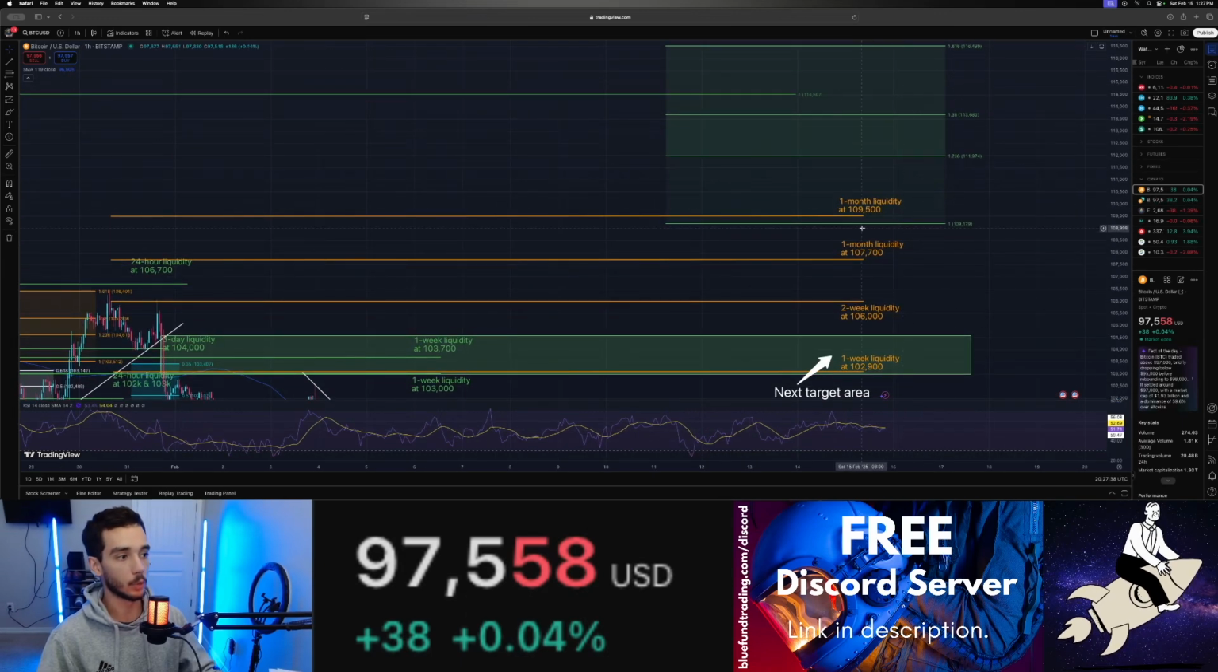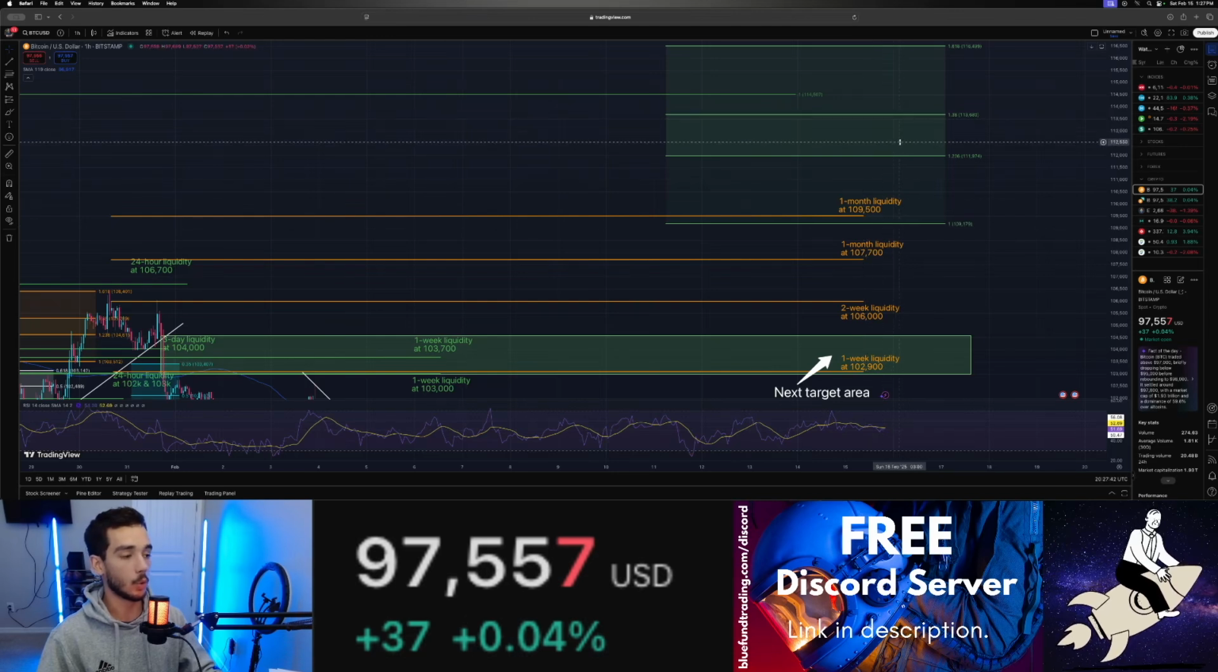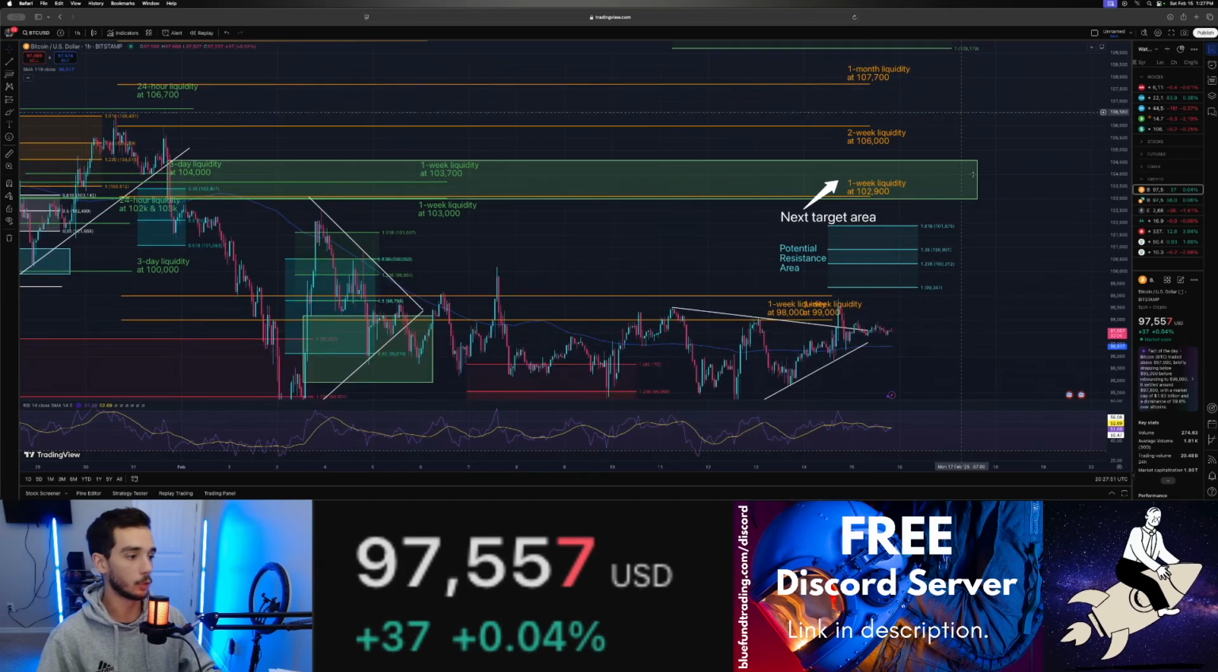Oh, and by the way, next leg up area up here, this is where I believe the price will be very soon, either by the end of February, or if it doesn't finish February in this area, it would at least break into this area and get rejected sometime before February. I do believe that's still possible.